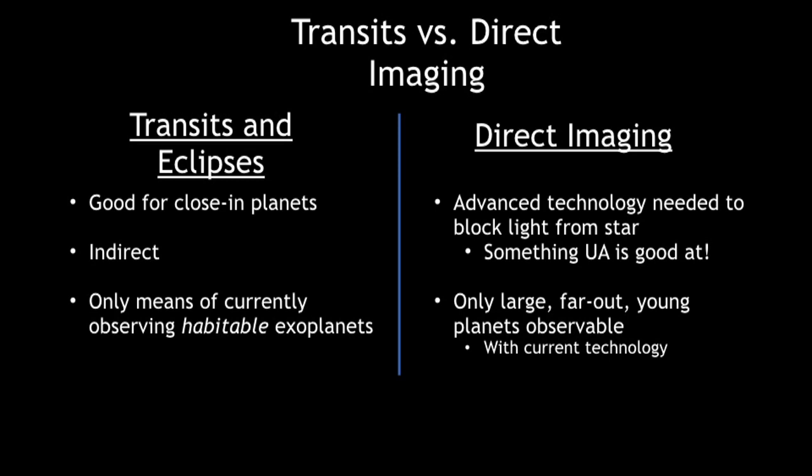But direct imaging is probably the future, and where eventually we'll get to imaging Earth-like planets. But right now we can only image far out young planets. Because you need really advanced technology to actually be able to separate the light from the planet from the star. You need really high angular resolution is what we call it. But luckily the University of Arizona is really good at doing this. We've built many instruments that are actually capable of finding some of these planets.